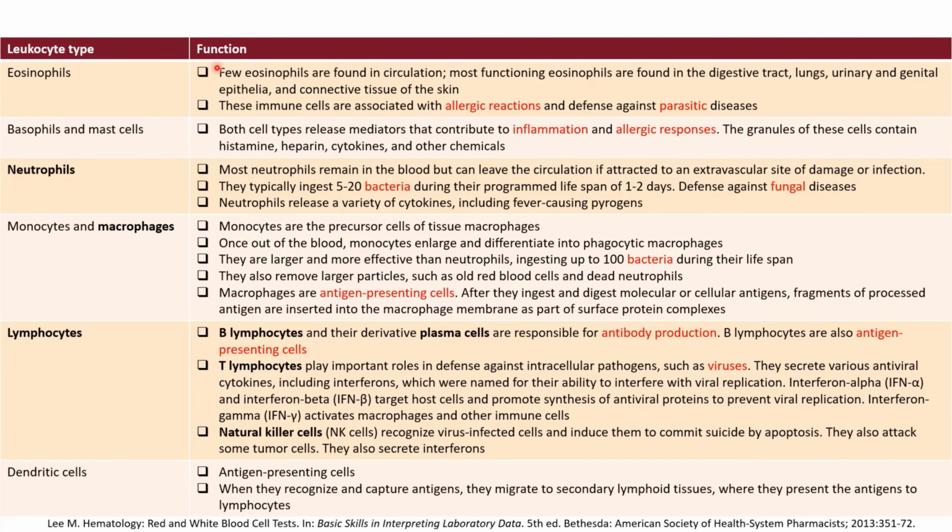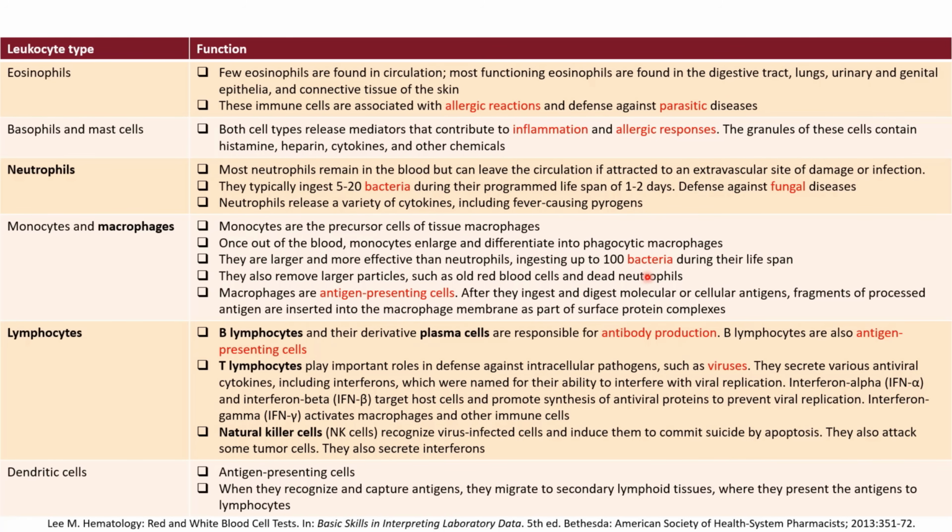Now here are some more details about the function of each leukocyte type. In general, eosinophils have a role in allergic reactions, including allergic reaction to antimicrobial agents. They also have a role in fighting parasitic infections. Basophils and mast cells are also active during allergic response, especially anything with histamine release, and they have a role in inflammation. As I mentioned, neutrophils have a big role in bacterial infection, but they're also important in fungal infections.